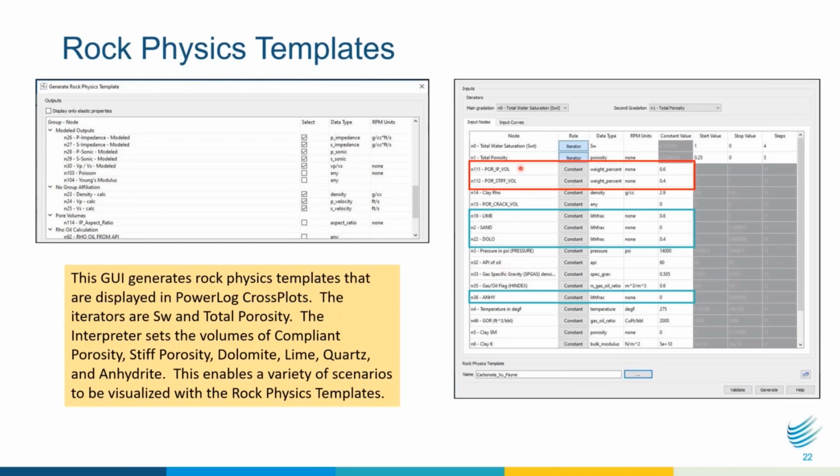We also want to look at the impact of changing some of our parameters on our rock physics templates. And we display those in cross plots. We're iterating on water saturation and total porosity. But we can manually set our reference porosity, our stiff porosity, or our crack porosity. We can vary our lithology and see what impact that has on our seismic. And so we can vary our volumes of lime, sand, and dolomite.